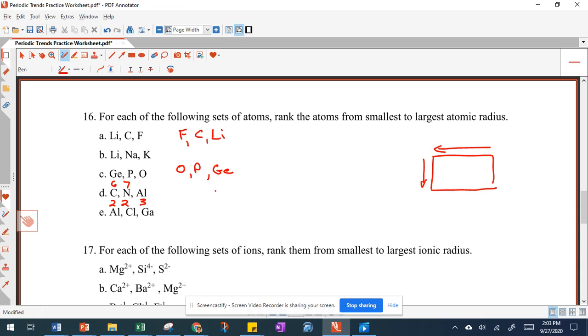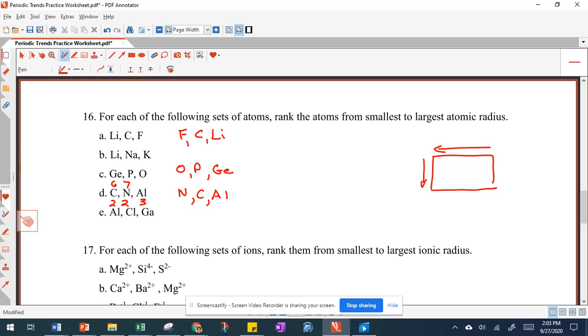So aluminum will be the largest since it has 3 energy levels. Carbon will be the 2nd largest because it has 2 but fewer protons to pull those electrons in. And then nitrogen will be the smallest because it has 2 energy levels and 7 protons pulling those electrons in.